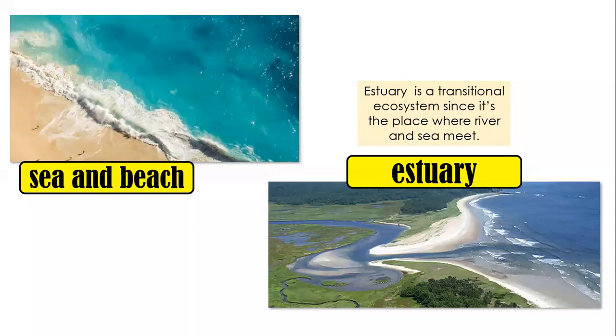Let's proceed to marine environment. We have sea and beach. Then estuary. Estuary is the same as the wetlands. Estuary is a transitional ecosystem since it's the place where river and sea meet. Try to look at this one. Okay, this is river. This is sea. So this is the estuary, where the sea and river meet.